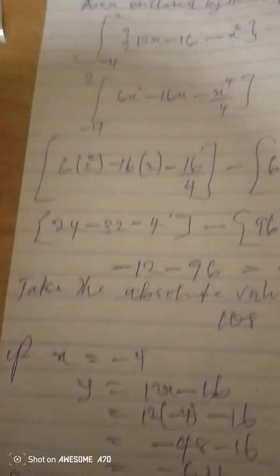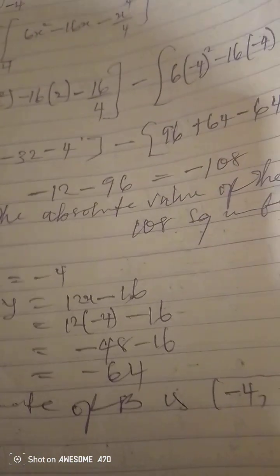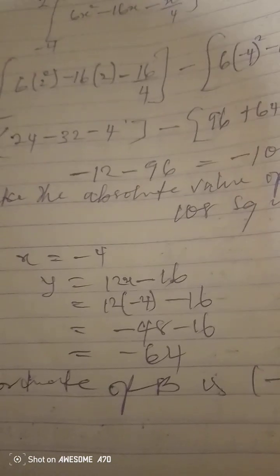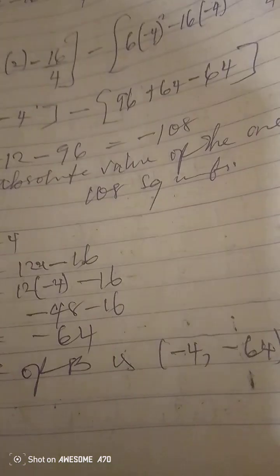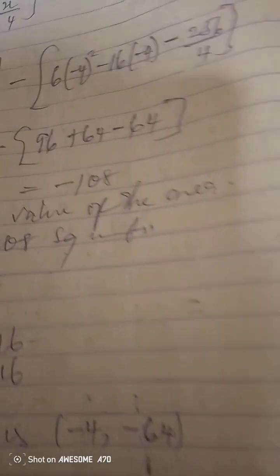Now to find the coordinates of the point B, we already have the second point as x equals -4. We substitute it. So we have y is equal to 12x minus 16. That means 12 times -4 minus 16, which is -48 minus 16, which is -64. So the coordinates of the point B are (-4, -64).